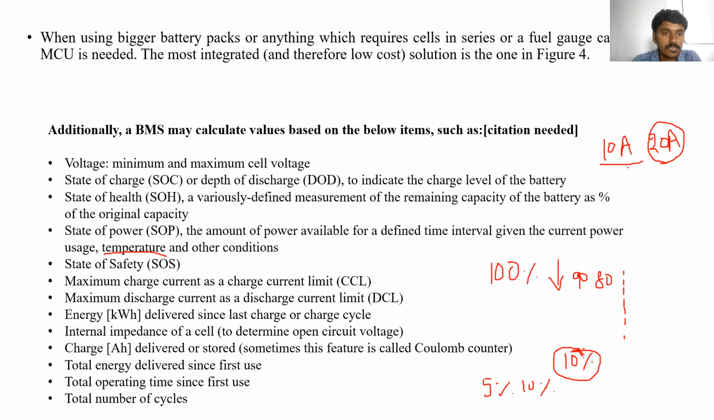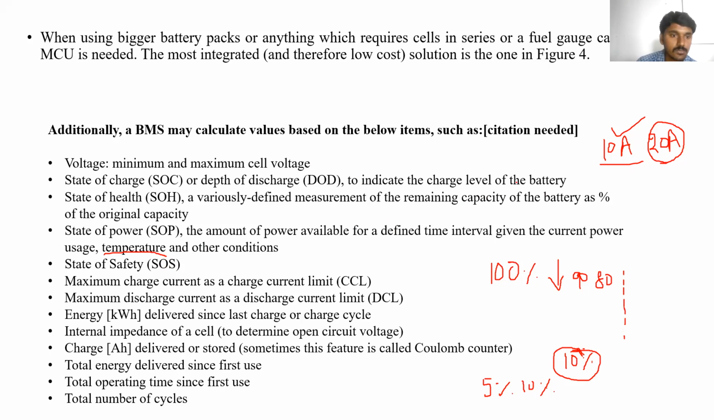If the charging current goes beyond this rated value, then what will happen? The battery is going to be damaged, or the lifetime of the battery is also going to be damaged. At the same time, the temperature is also going to increase. Temperature increase means automatically the battery is going to be damaged. That's why we have to operate the battery in a safe manner.